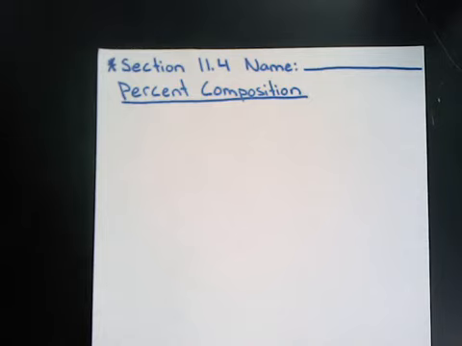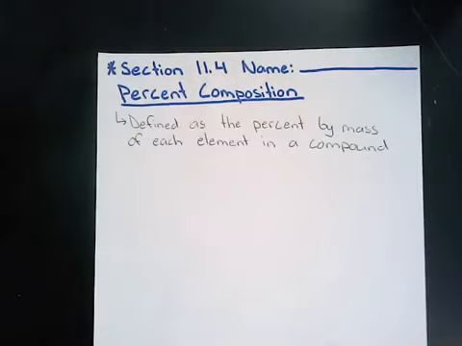So let's get going in notes here with the concept or the term of percent composition. And so percent composition is just defined as the percent by mass of each element in a compound. And now something to keep in mind is that the percent by mass of any element in a compound can be found by dividing the mass of the element by the mass of the compound and then multiplying by 100.